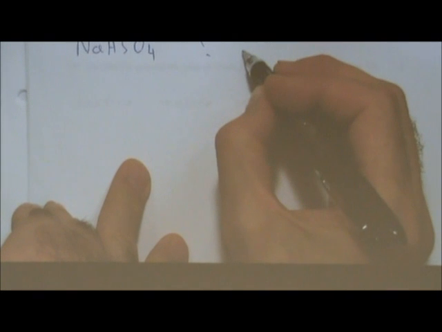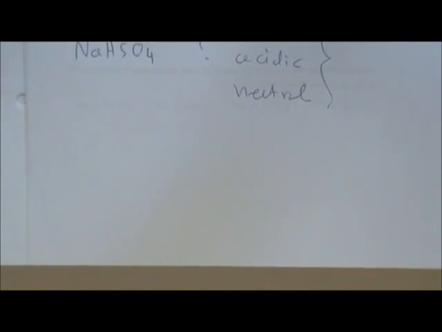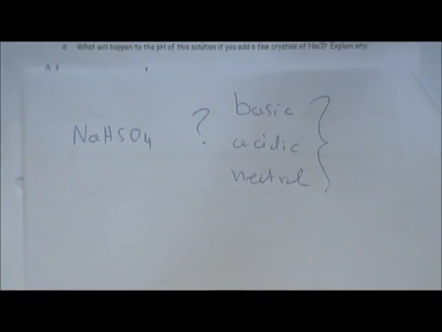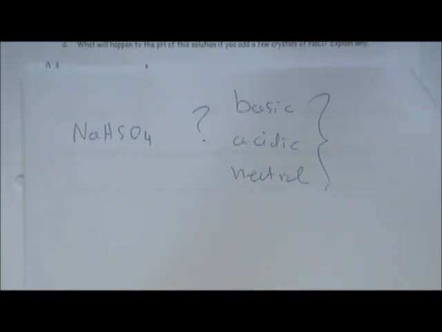Sodium hydrogen sulfate. What is it? Basic? Acidic? Neutral? What is it? Okay? And in the reader there's a good portion that deals quite well with this topic: how to decide if a salt is going to give you an acidic, basic, or neutral solution. Okay? So the way you do it is you look at the two ions that it's made of.